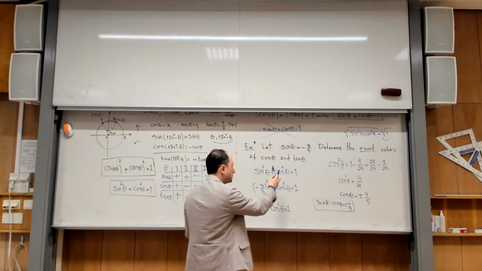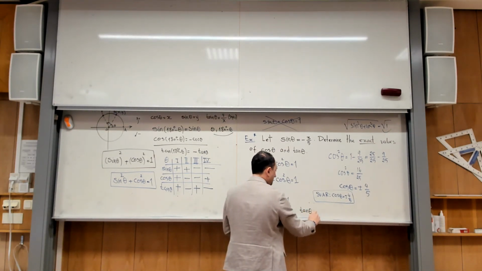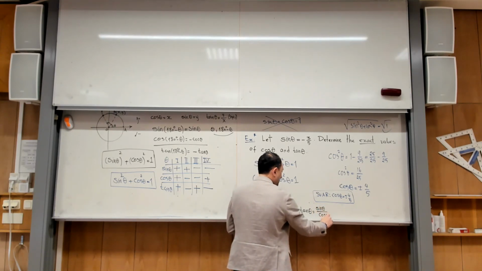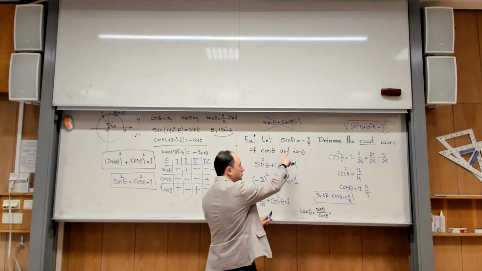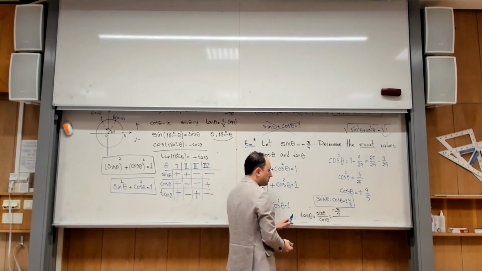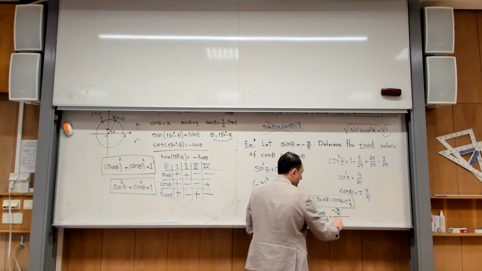But then I want to calculate tangent of theta. I know the formula for tangent. It is sine divided by cosine. Sine has one single value according to the problem. It's minus 3 over 5. But cosine has 2 solutions. Both of them are acceptable. So I have to consider both of them, plus or minus 4 over 5.